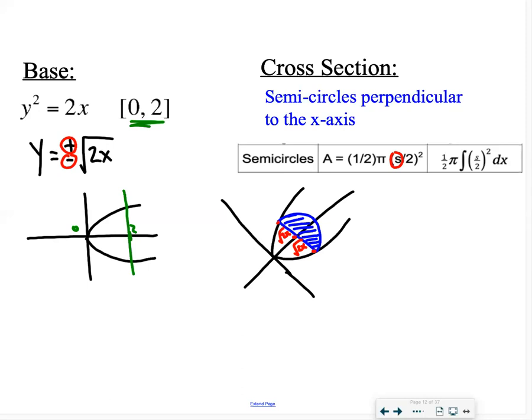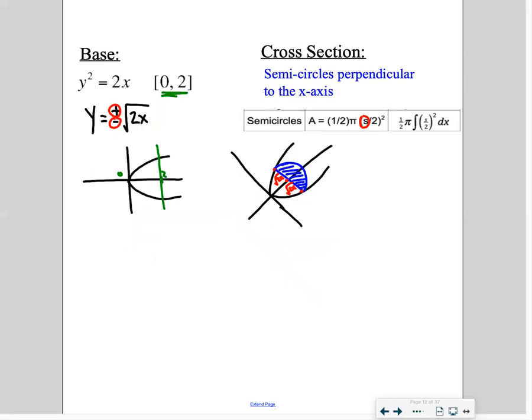So if I were to write my volume formula, I'm looking at this one right here. I would say volume is equal to 1/2 pi, the integral from 0 to 2. S is my radius, and my radius is square root of 2x. So I would say square root of 2x over 2, squared, and that's dx.